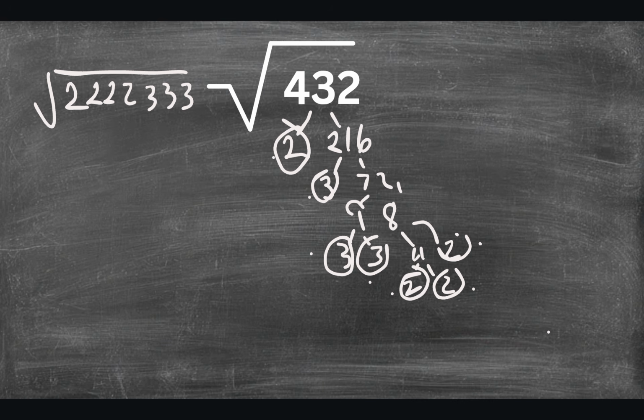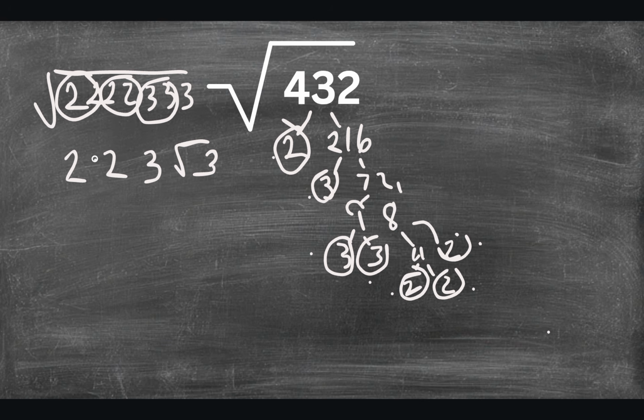Since it's a square root, which is 2 numbers multiplied together, we can pull out pairs. So there's a pair of 2's, and here's another pair of 2's. We can pull out a pair of 2's, and here's a pair of 3's. We can pull those out. And then we have a 3 left under the square root sign.